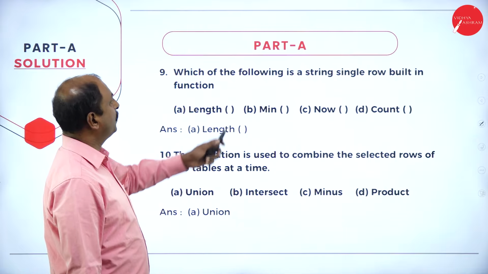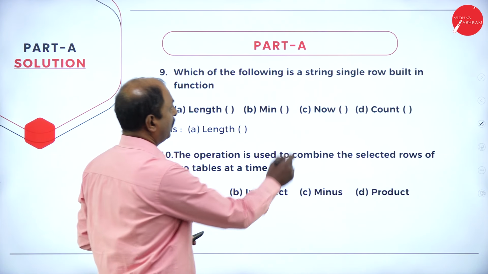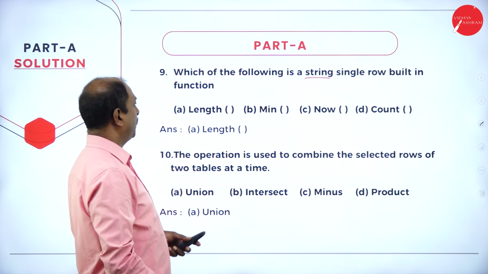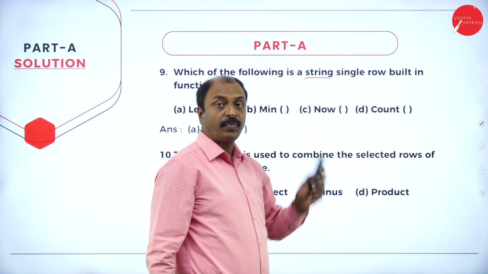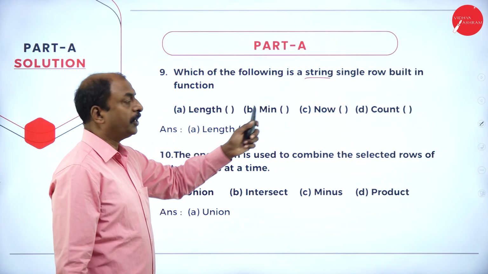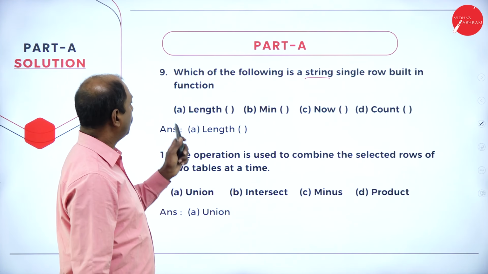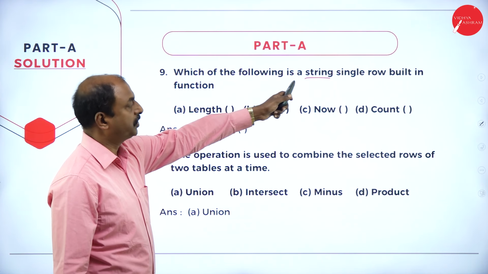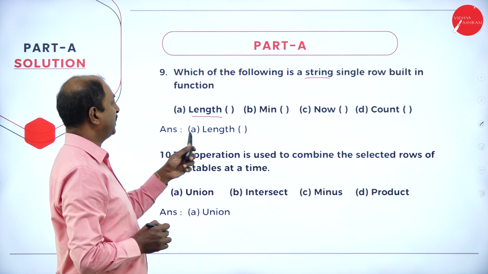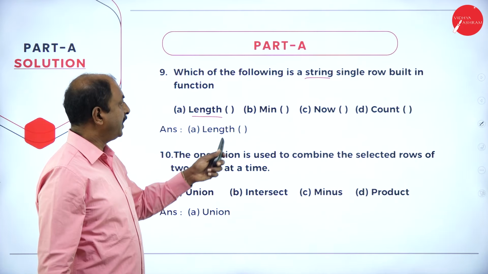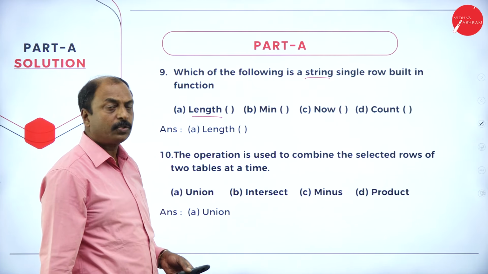9th one. Which of the following is a string single row built-in function with respect to string? Here the options are length, minimum, now, and count function. You have already learned the definitions of all the built-in functions. So accordingly, with respect to string, length is the function. So answer is A, that is length. Length is the single row function with respect to strings.